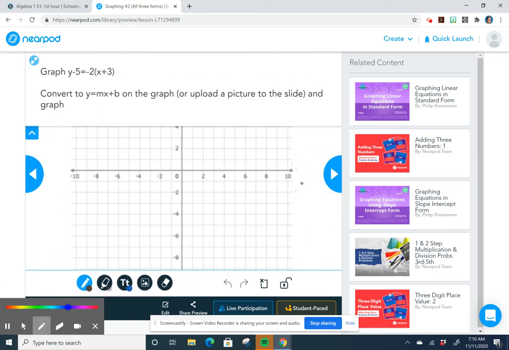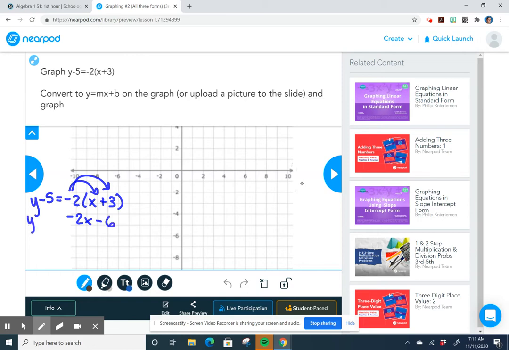Now for this one, you have to convert. I gave you a hint, convert to slope-intercept form. So we have y minus 5 equals -2 times the quantity x plus 3. -2 times x is -2x. -2 times 3 is -6.